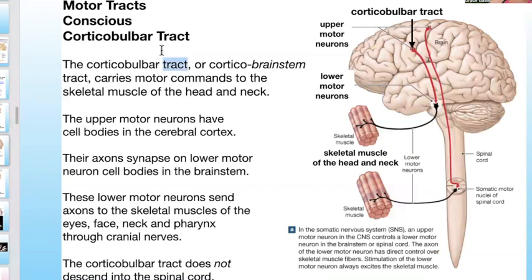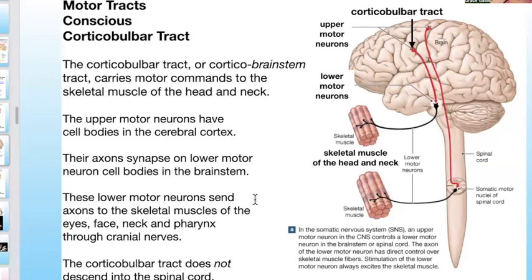You will see the lateral corticospinal tract and its pathway, and the anterior corticospinal tract and its pathway. There is also a corticobulbar tract, and that translates to cortico-brainstem tract. This tract carries motor commands from the primary motor cortex to the skeletal muscles of the head and neck. The upper motor neurons have cell bodies in the cerebral cortex. Their axons synapse on lower motor neuron cell bodies in the brainstem. And these lower motor neurons send axons to the skeletal muscles of the eyes, face, neck, and pharynx through cranial nerves, which we will learn about in depth in a future lecture.